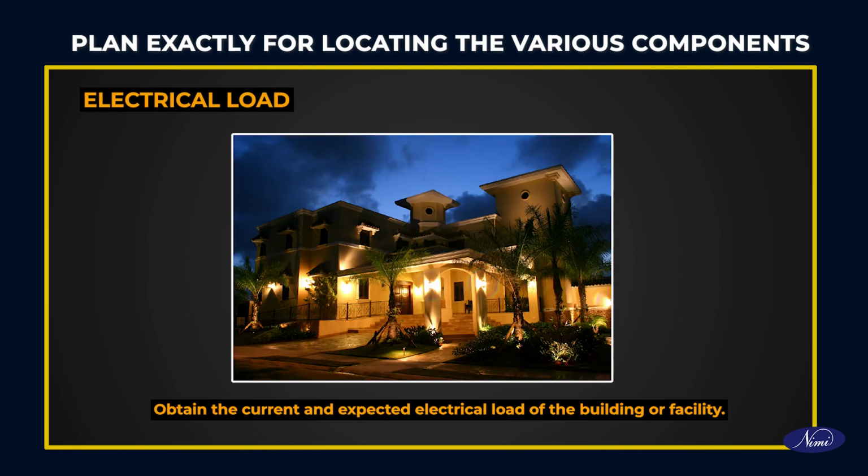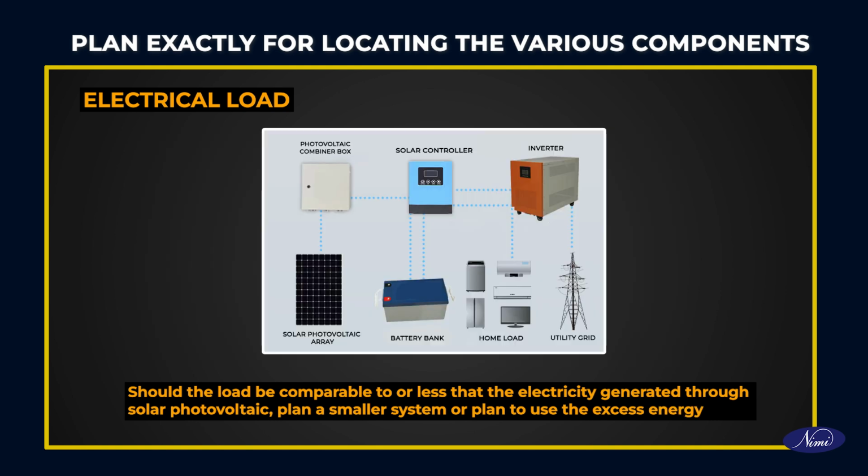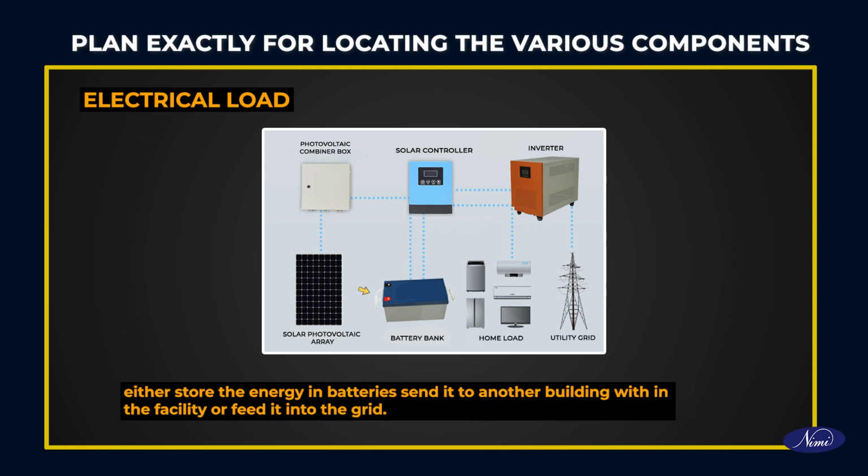Electrical load. Obtain the current and expected electrical load of the building or facility. Should the load be comparable to or less than the electricity generated through solar photovoltaic, plan a smaller system or plan to use the excess energy, either store the energy in batteries, send it to another building within the facility or feed it into the grid.